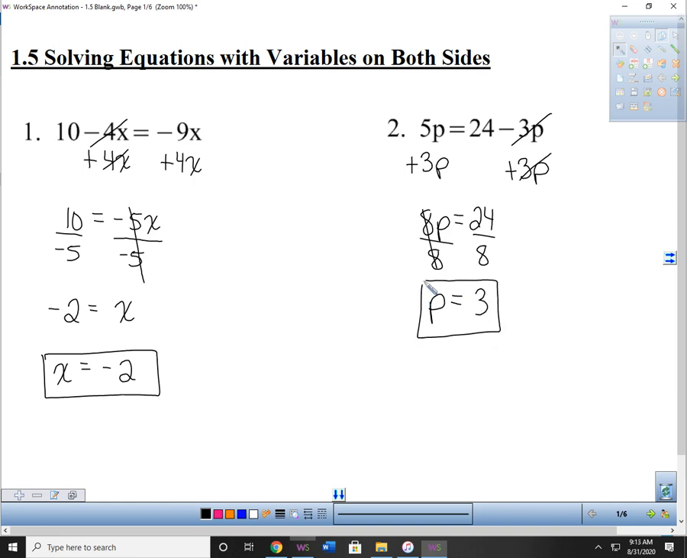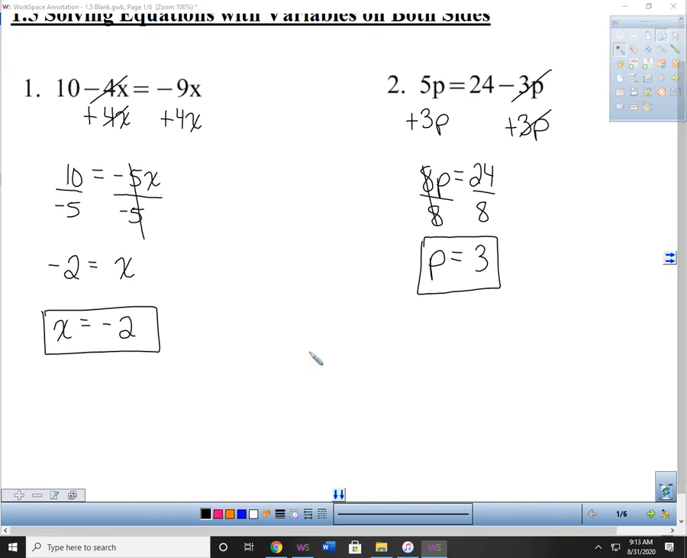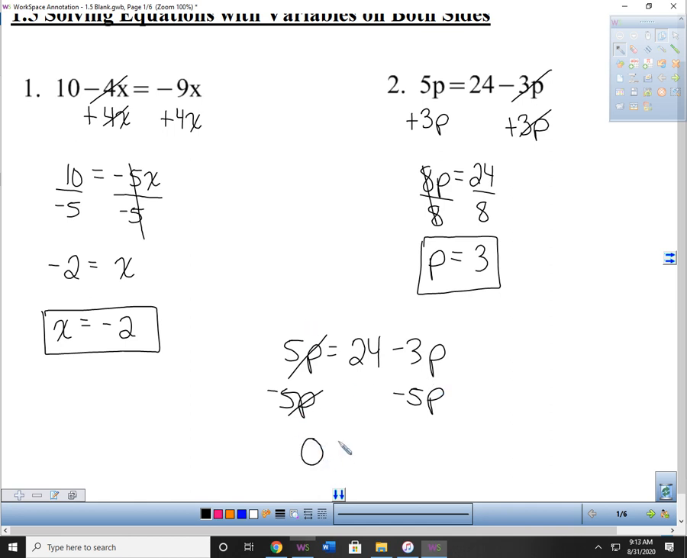Now I want to show you something that a lot of people do, and then it causes them some headaches. So let's say that I didn't move the 3p. Let's say I decided to move the 5p. Now normally if you do that, this over here becomes 0, and then I have 24 minus 8p. But what people will do is, instead of saying this is 0, they'll say it's negative 8p equals 24.